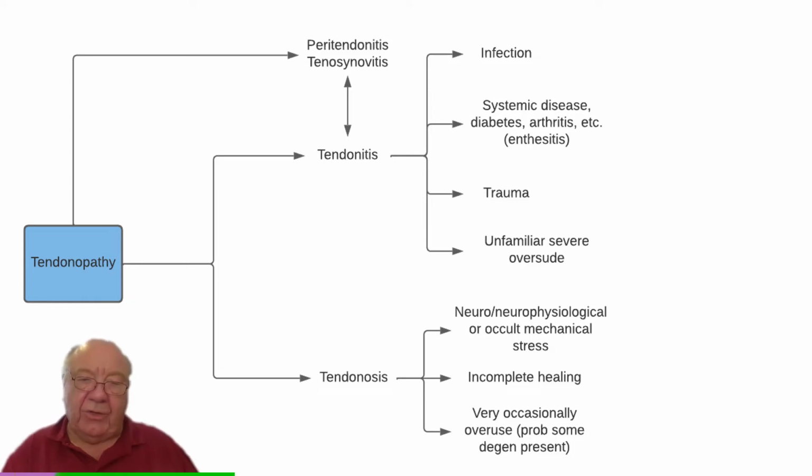The last one generally causes tendonitis rather than tenosynovitis. Tendinosis: neurophysiological causes or occult mechanical stresses, which we're not going to cover on this course, at least not to any great extent, but these things play a huge role in degenerative processes. Very occasionally, overuse will produce a tendinosis rather than a tendonitis, and likely there is some degeneration in there that's allowed less severe overuse to produce a tendinosis than what you would otherwise expect.